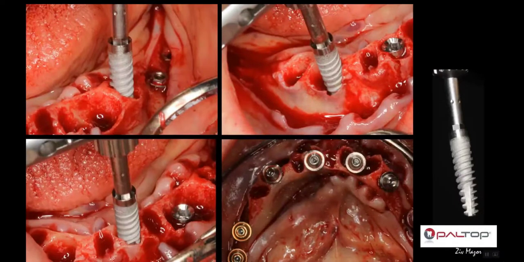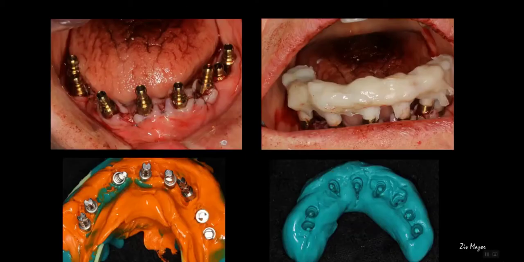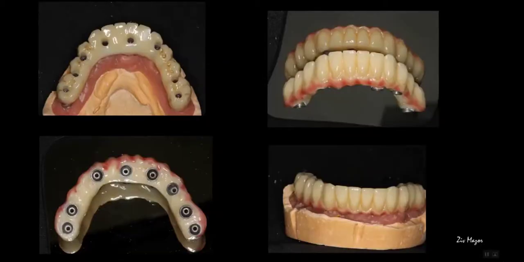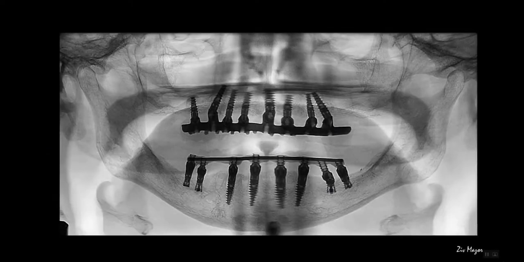Now we can sit the transmucosal abutments. And we are now grafting the area with the dentin particles, as you can see here. We take impressions, send it to the lab, and we get immediately the same day a screw-retained fixed restoration. And you can see how it looks on the X-ray right at the day of the surgery.